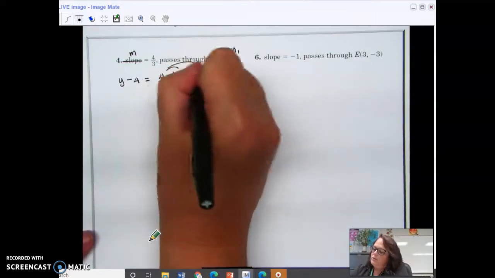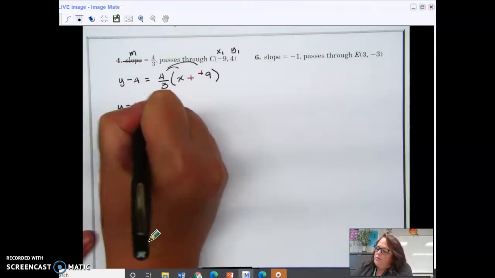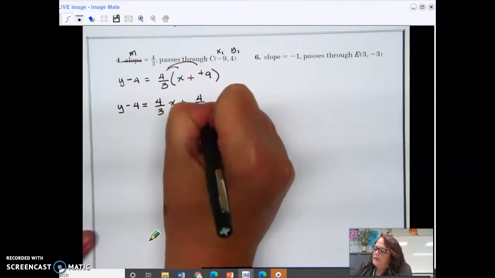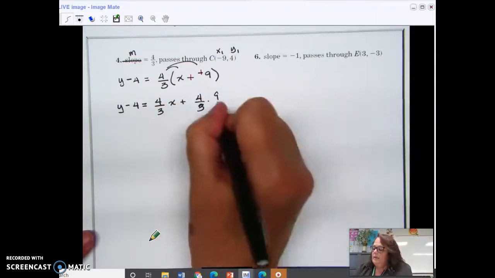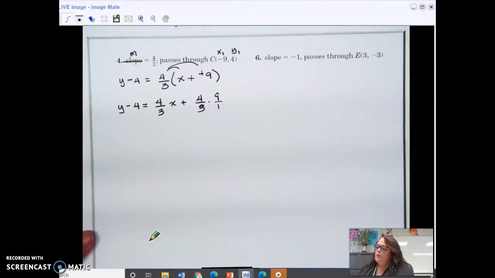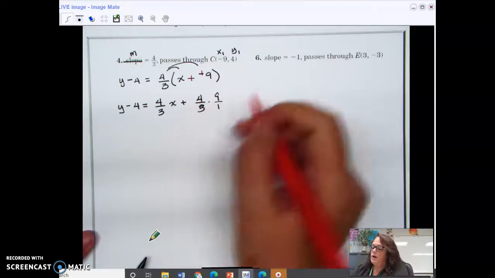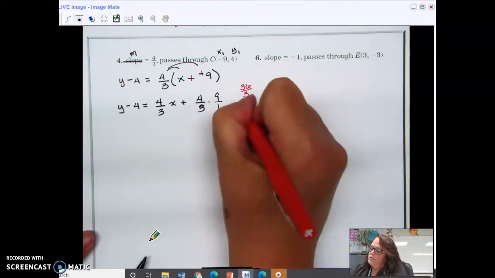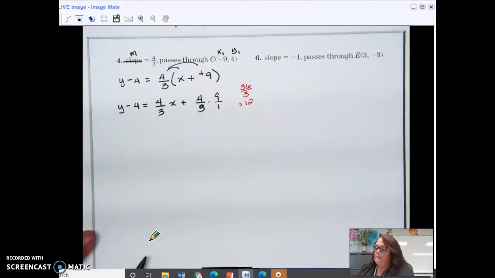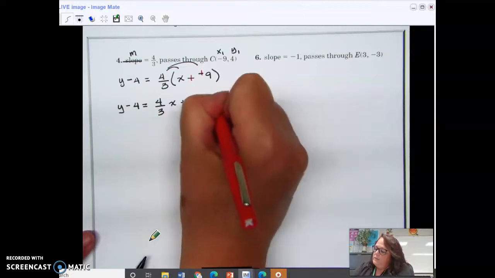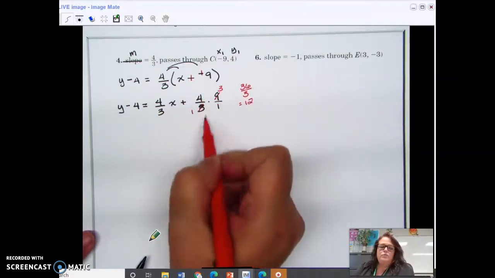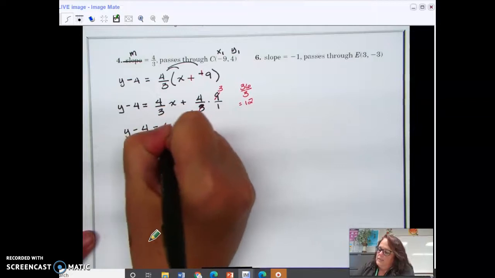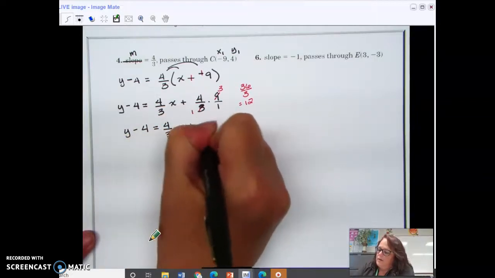And then I'm going to go ahead and distribute this 4/3. So we've got y minus 4 is equal to 4/3 x plus 4/3 times 9. Now this might scare people, so I'm going to leave it out here like this for a minute. So a couple different ways we could do this. One is we could just multiply straight across, and that would give us 36, 4 times 9, over 3, and then 36 over 3 gives me 12. That's one way I could do that. Or I could say 3 goes into 3 once, and 3 goes into 9 3 times, and then if I multiply, 4 times 3 is 12 over 1. So that means that I have y minus 4 is equal to 4/3 x plus 12.